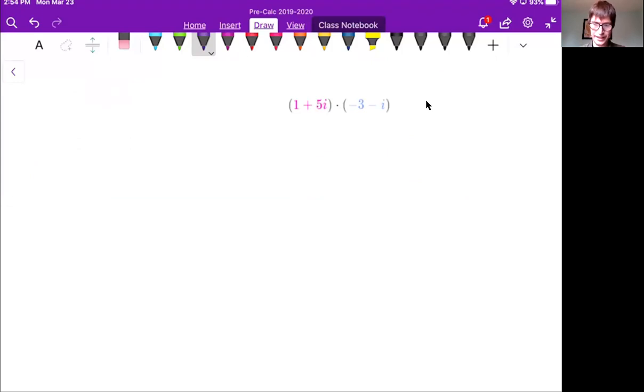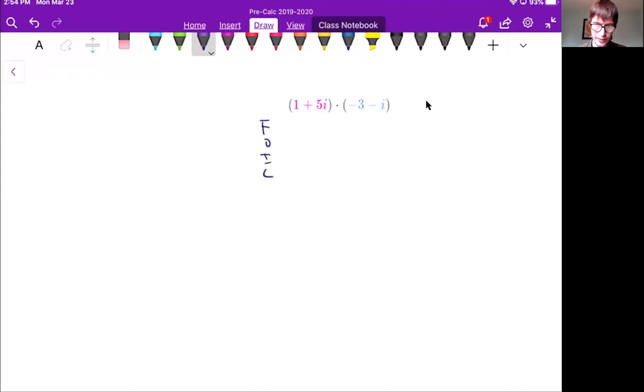1 plus 5i times -3 minus i. At this point, you might even start to catch on and realize that we can work this problem just like any other problem we worked before. You can use any method you want for this. The easiest one is probably just FOILing it. So let's just FOIL it out and see what we get.